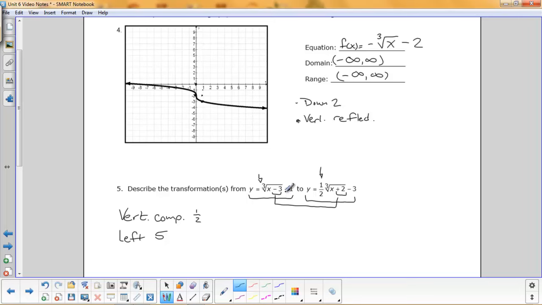And then we notice where it was and where it is now. So it was at positive 1 up here, and it went all the way down to negative 3. That's a total change of down 4. So that's just being observant to the changes from one graph to the other.